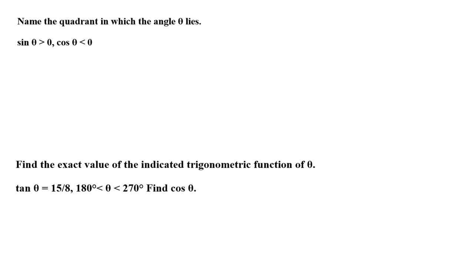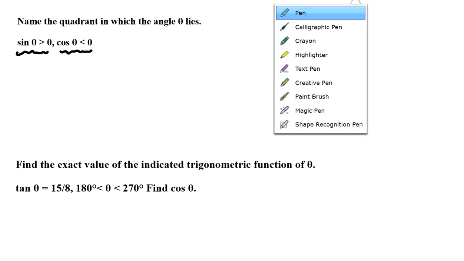Let's look at these two questions. The first one says: name the quadrant in which the angle theta lies by these two conditions. One is sine theta greater than 0. Another is cosine theta less than 0.